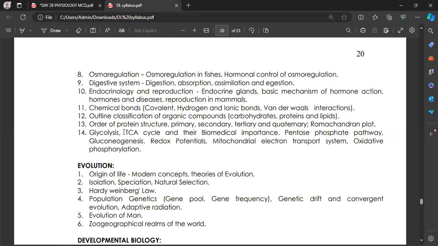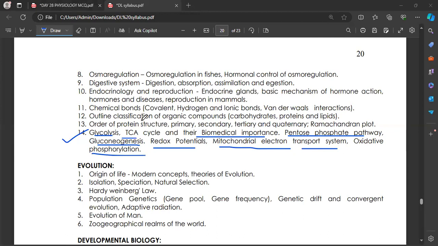And for you, tomorrow's homework will be glycolysis. Okay, this full line. Glycolysis, carbohydrate metabolism, and TCA, the tricarboxylic acid citric acid cycle, and their biomedical importance, pentose phosphate pathway, PPP pathway, and gluconeogenesis. Okay. And redox potentials, mitochondrial electron transport chain, oxidative phosphorylation. Okay. If lipids, okay, we'll finish it.